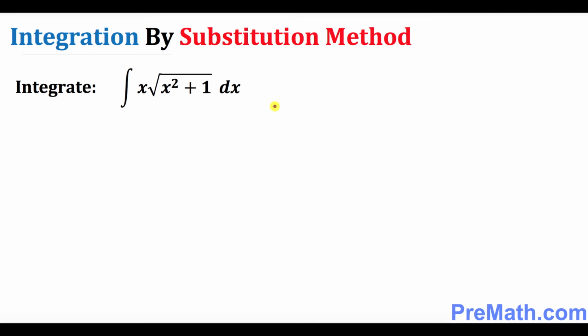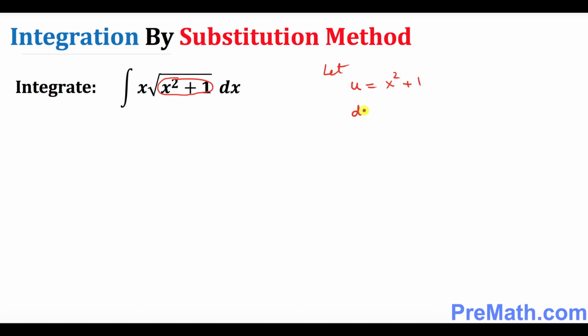Hello again everyone. In this video tutorial we will integrate this given example and we will use the method called substitution method. So let's go ahead and get started. I want to call this part inside this radical, x squared plus 1, as u. I'm going to say let u equal to x squared plus 1.